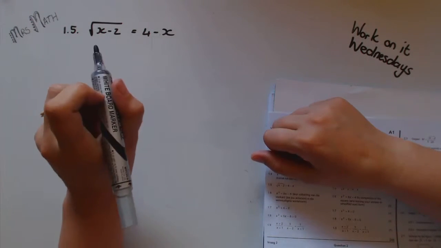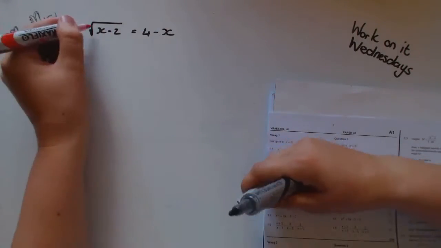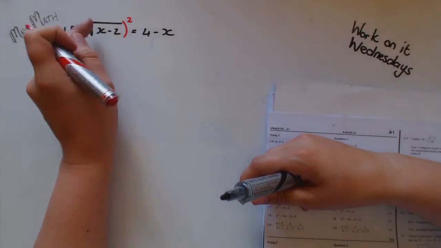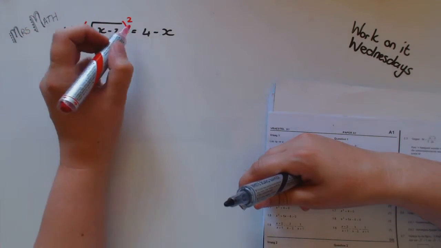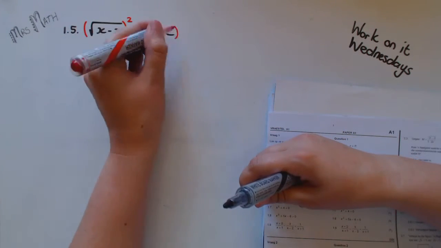So good. Okay, then you're going to square both sides so that you get rid of the root, which I'm going to do now. Because a root and a square are inverse operations of one another. So if I square this root, then I just have that bit there. So I'm going to square both these.